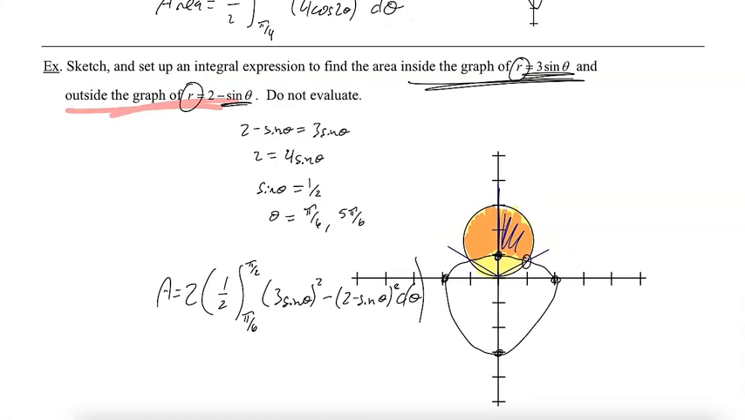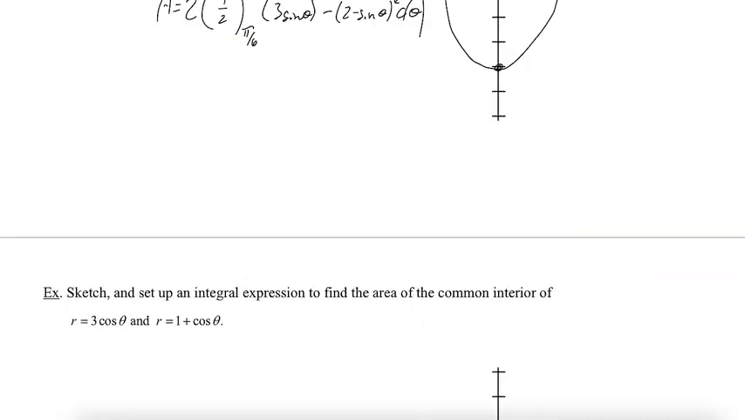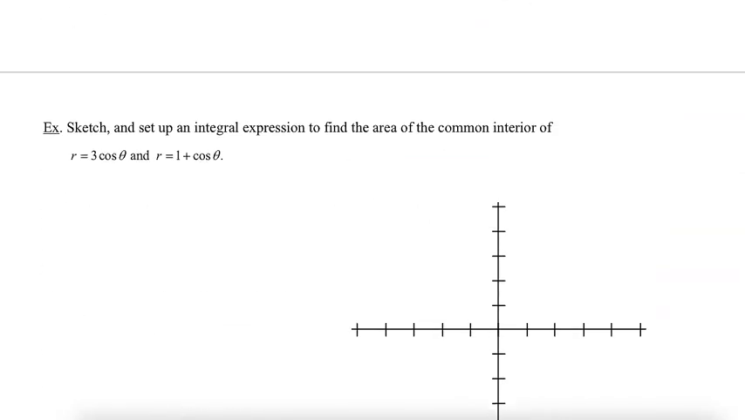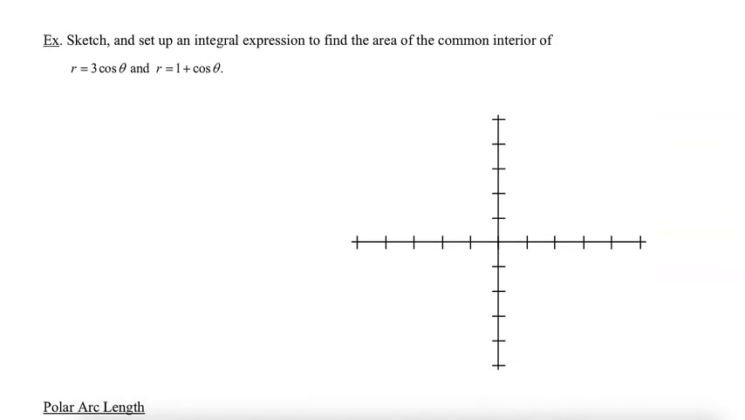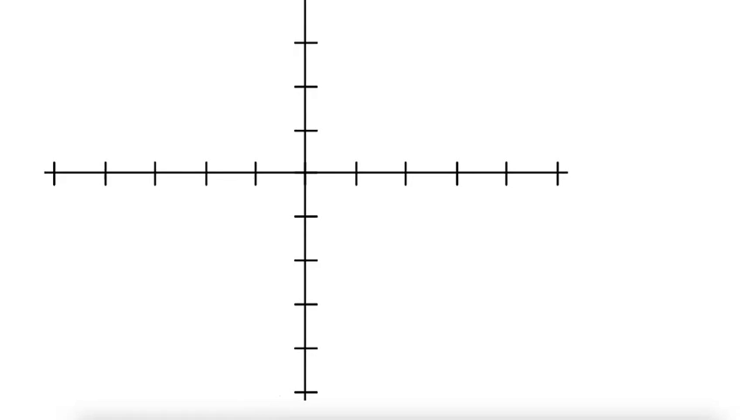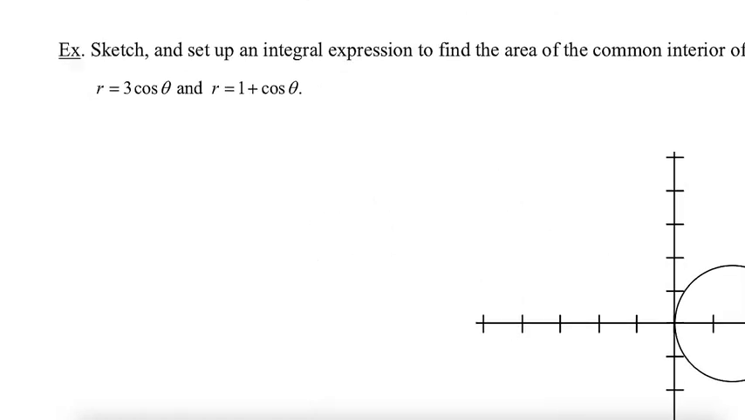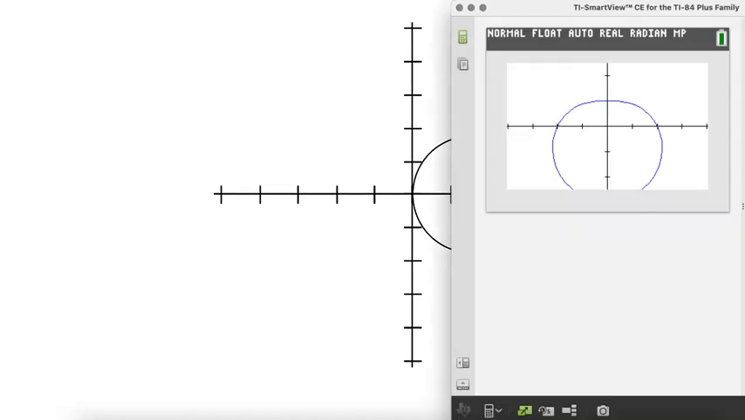Okay, man, this is a lot longer than I was expecting it to be. So we got a couple more. This next one is kind of tricky, but with symmetry, it makes it a lot easier. So let's see, 3 cosine of theta is a circle on the x-axis with a radius of 3. All right, and then the other one was 1 plus cosine of theta. So I'm going to use my calculator for that one.